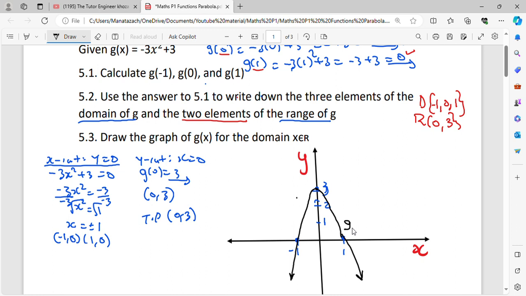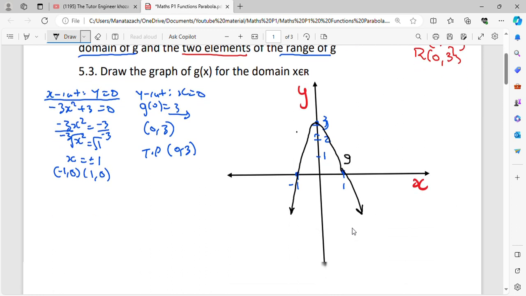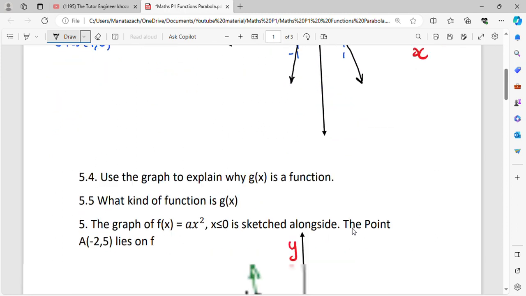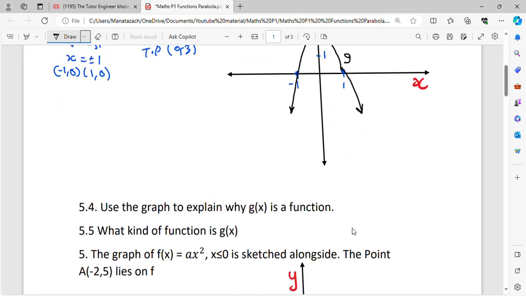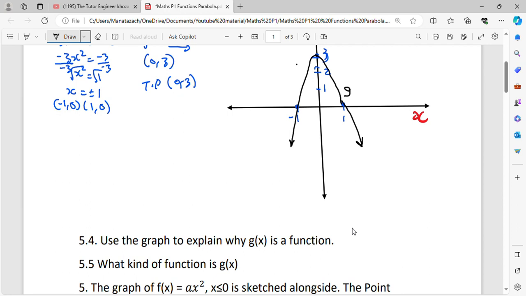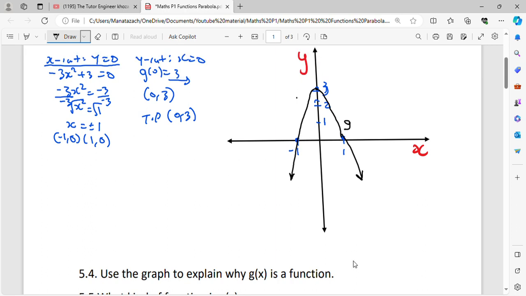Okay, that's it for question 3, and then let's go to question 4. Use the graph to explain why g of x is a function. So to test whether the graph is a function, you use a vertical line test, right? Vertical line test. Cut the graph once, right?